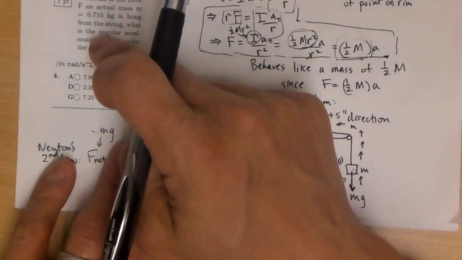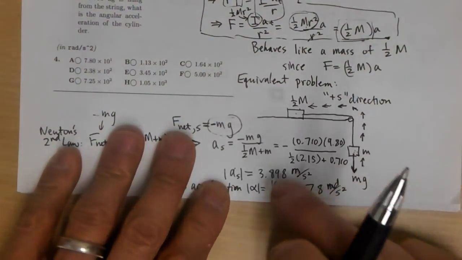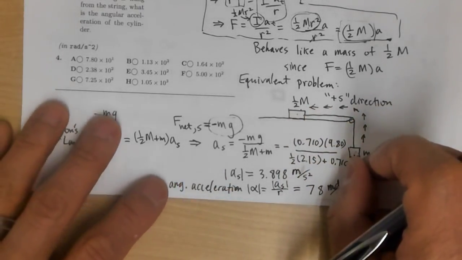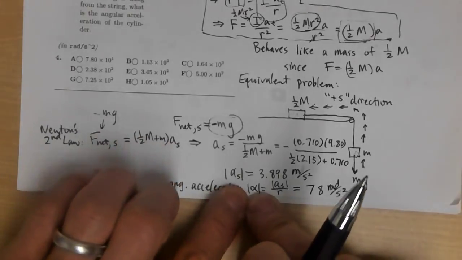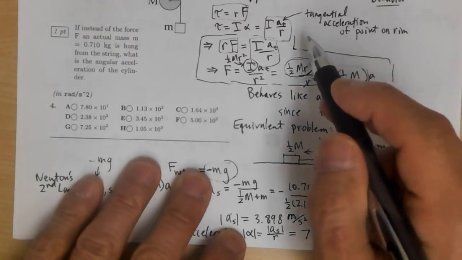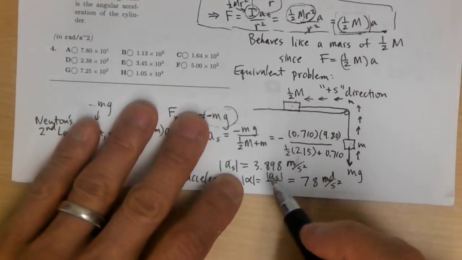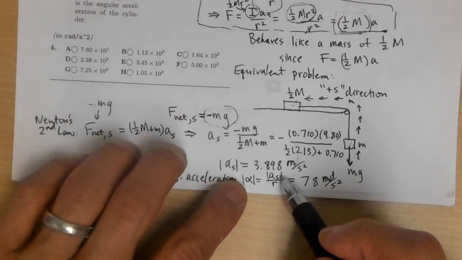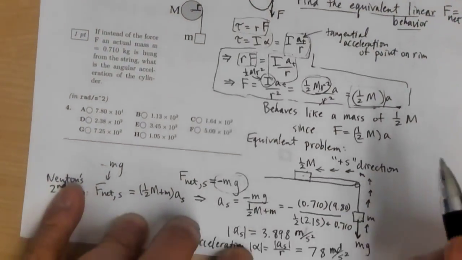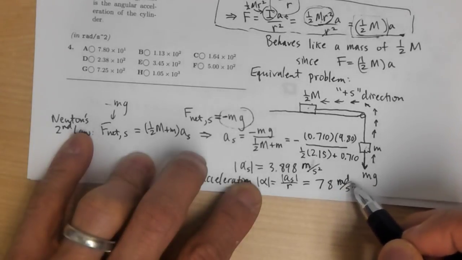Now, unfortunately, that's not what they're asking for. They want to know the angular acceleration of the cylinder. So once I know how fast the acceleration of the mass is, I can figure out the angular acceleration, going back to this formula here. Here alpha is equal to tangential acceleration over r. So I can get alpha as the tangential acceleration, so that's how fast the point on the rim will be spinning, divided by r, and that's 78 radians per second squared.